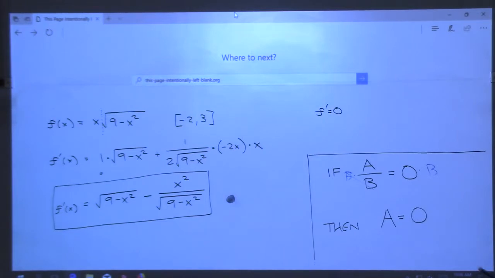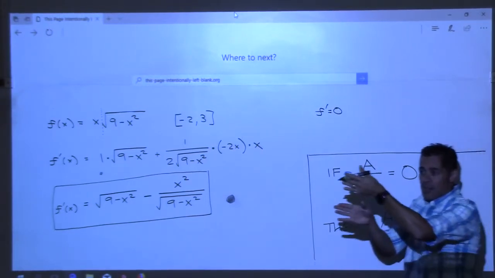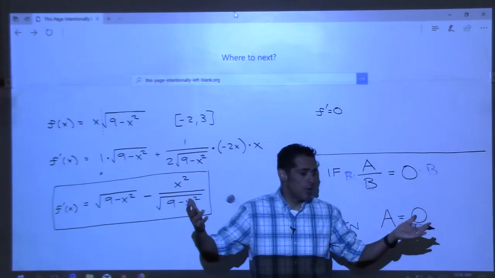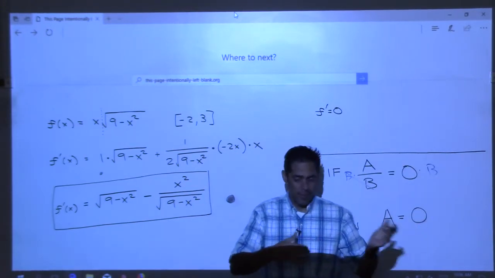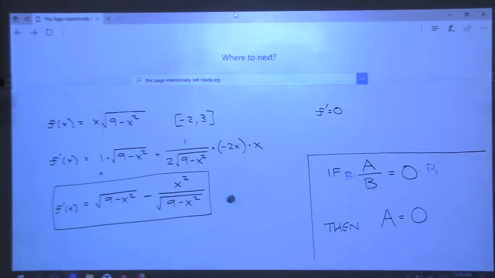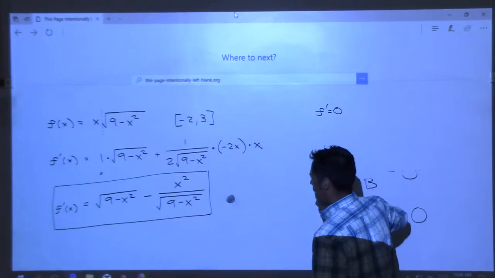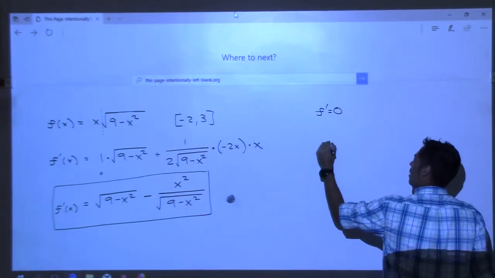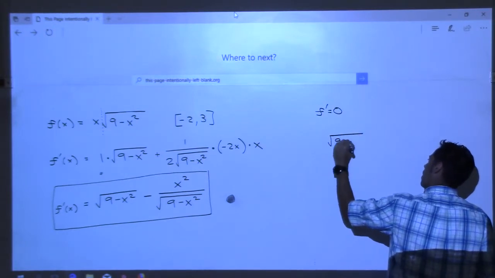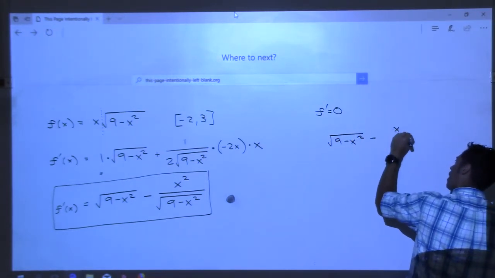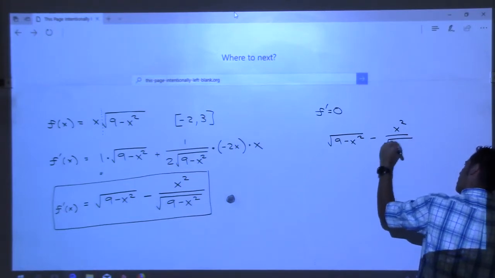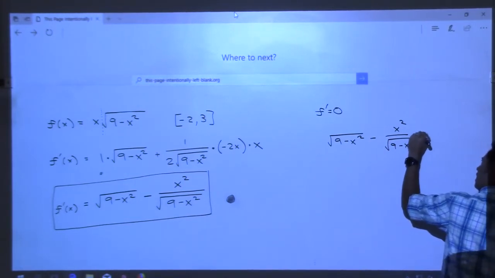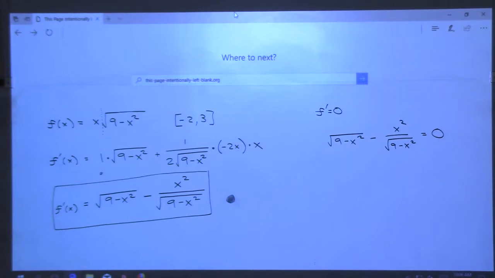I'm about to use that, and I want to make sure everyone's clear on it. I'm about to get a fraction equal to 0, and then we just look at the numerator and set it equal to 0. Understand? But unfortunately, we don't have a fraction yet. We have two terms, don't we? I'm about to set that equal to 0: root 9 minus x squared minus x squared over root 9 minus x squared, setting it equal to 0. I'm trying to figure out where this happens.